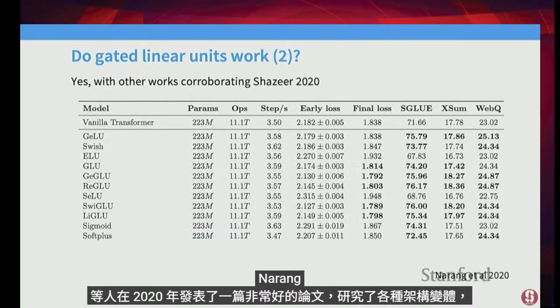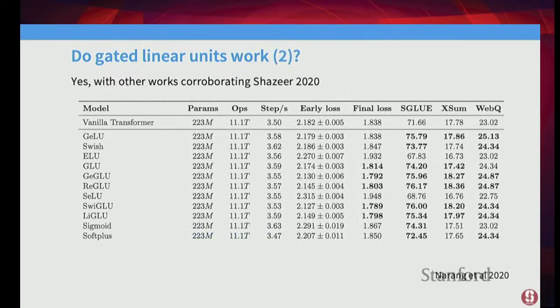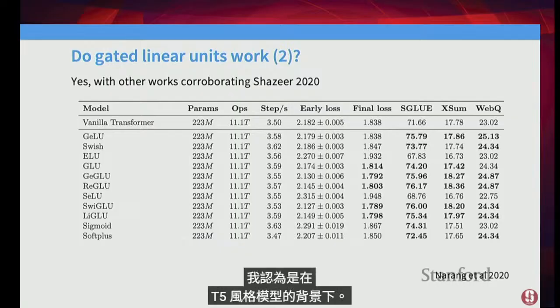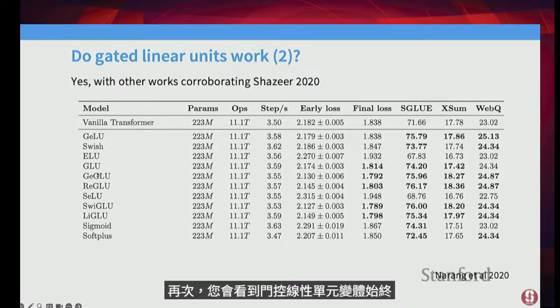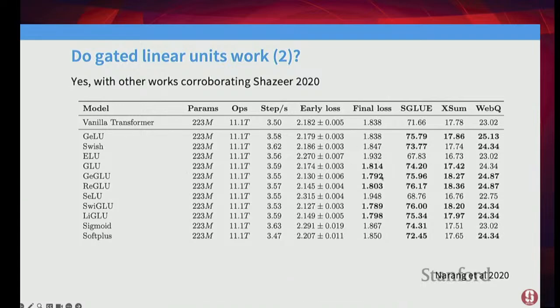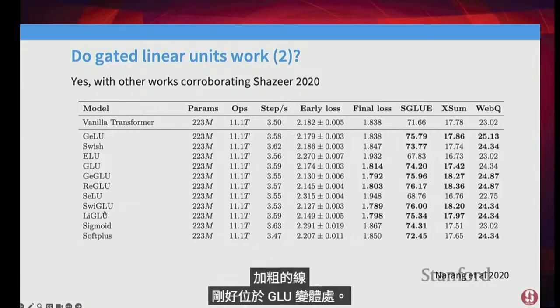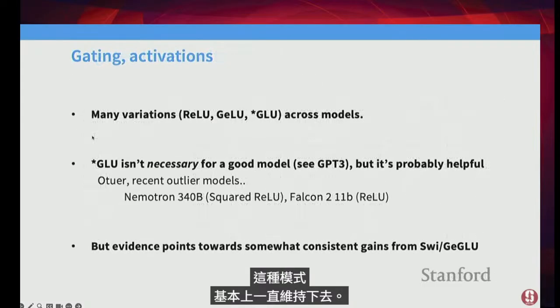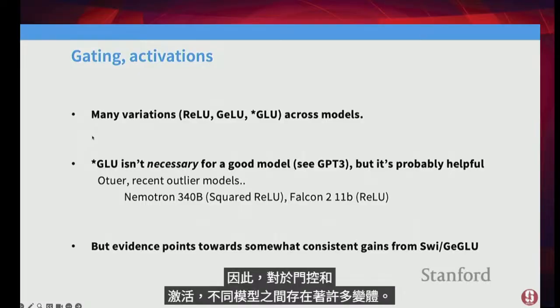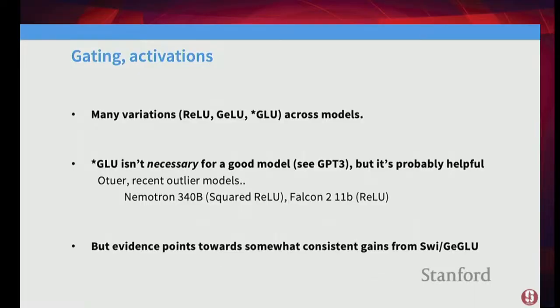There was also the Narang et al. 2020 paper, which is a very nice paper studying all sorts of architecture variants, I think in the context of T5 style models. And once again, you see that the gated linear unit variants consistently achieve lower losses than their counterparts, right? You see that the bolded lines are exactly the GLU variants. And this pattern has basically held up. So for gating and activations, there are lots of variants across different models. But the gated linear unit has become basically widespread and dominant, and I think for good reason.